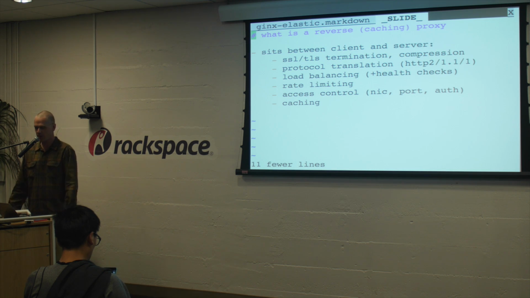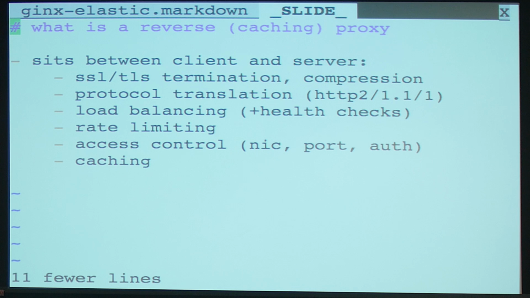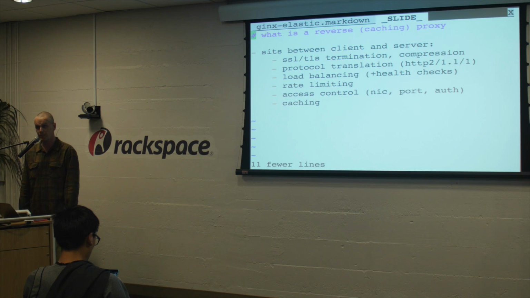So a reverse caching proxy is basically something that sits between the client and the server. It does a number of things. It handles TLS termination. It handles compression. It does protocol translation, so from HTTP/2 to 1.1 to 1. It can do load balancing and health checks, and rate limiting, so per IP or per second. Access control, so telling you which service binds to which one of your NICs and ports, authentication, authorization, and it also does caching.